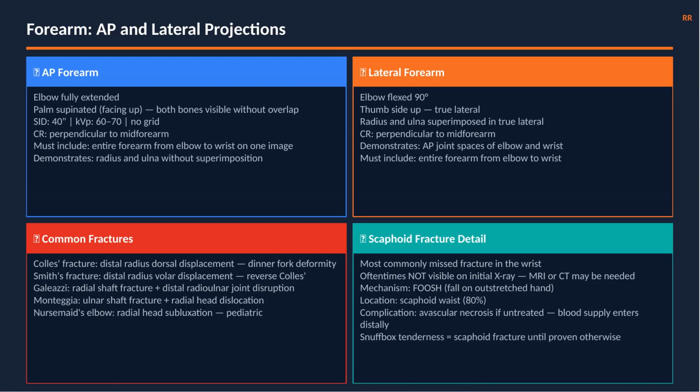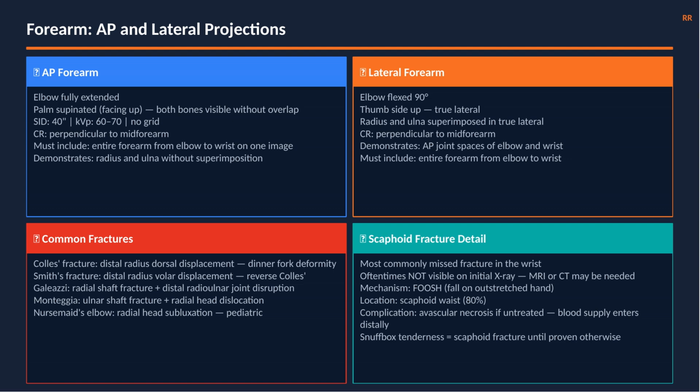AP forearm. Elbow fully extended. Palms supinated, facing up. Both bones visible without overlap. Radius and ulna separate and parallel. SID 40 inches. KVP 60 to 70. No grid. CR. Perpendicular to the mid-forearm. Must include the entire forearm on one image, elbow joint to wrist joint.